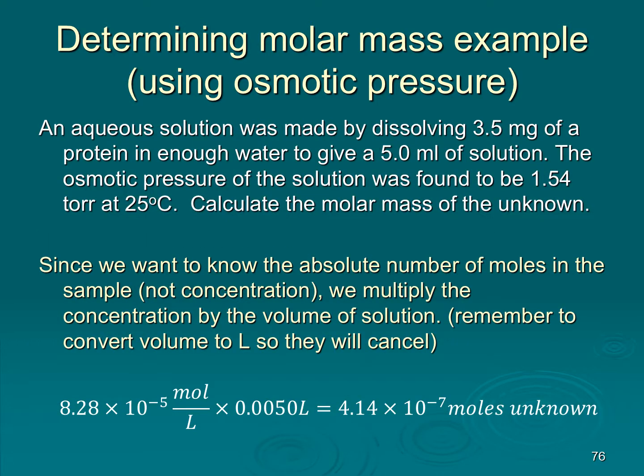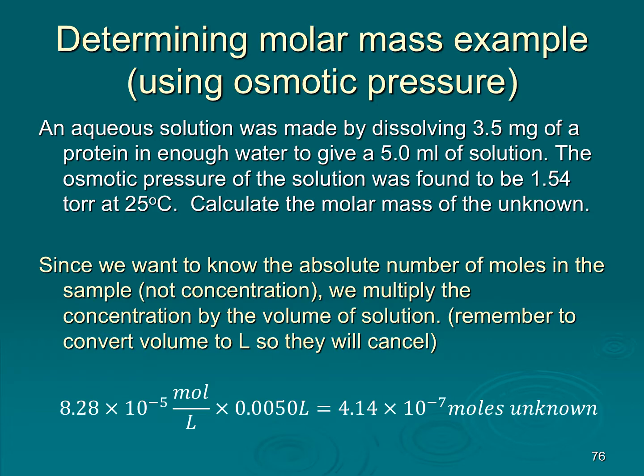But we don't. We have 5 milliliters, so we have to do a little more converting. We want to know the absolute number of moles, not the concentration. So we multiply the molarity times the actual number of liters of solution. 5 milliliters is 0.005 liters. And so we actually have put in 4.14 times 10 to the minus 7 moles of our unknown protein.